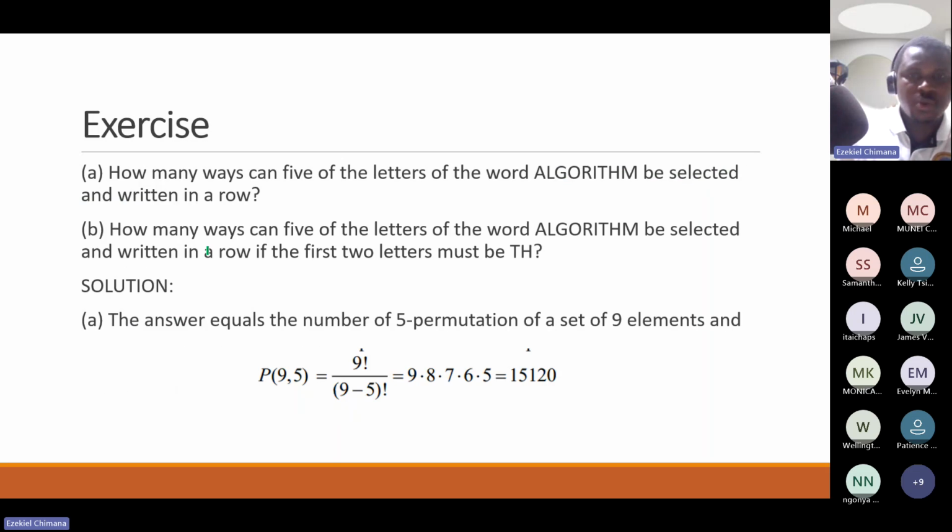All right. So we can have this question. This is an exercise.